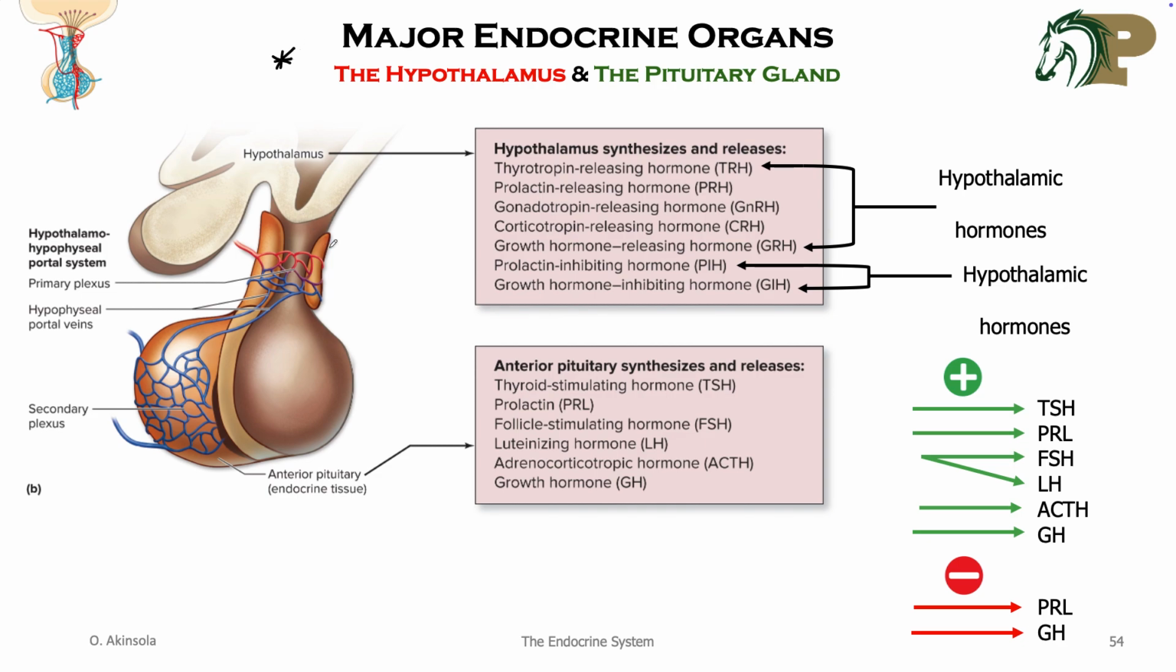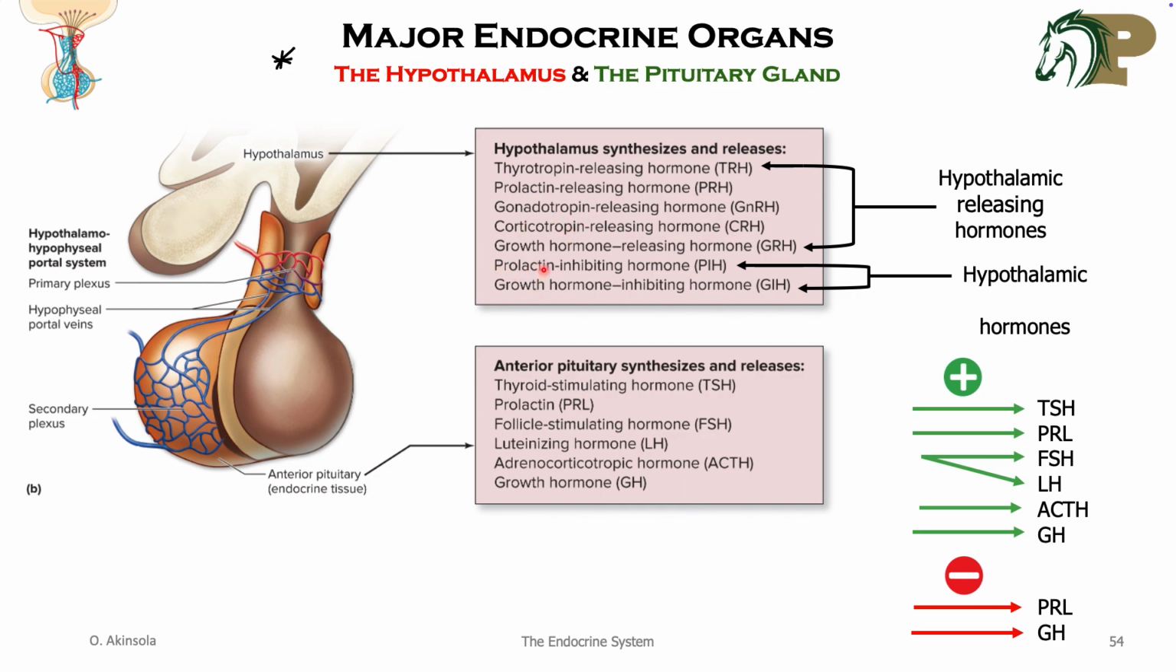Okay, because here we are talking about the releasing hormones from the hypothalamus and what that will cause in the pituitary. So if you look up here, the hypothalamus synthesizes and releases all of these hormones. These first five hormones are hypothalamic releasing hormones, so these will promote the release of hormones from the pituitary.